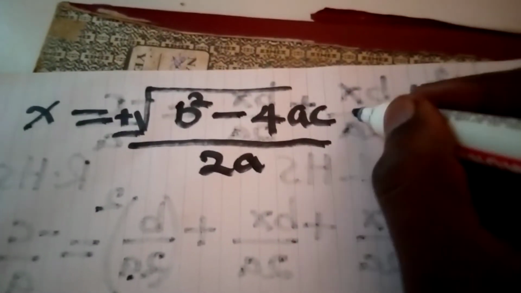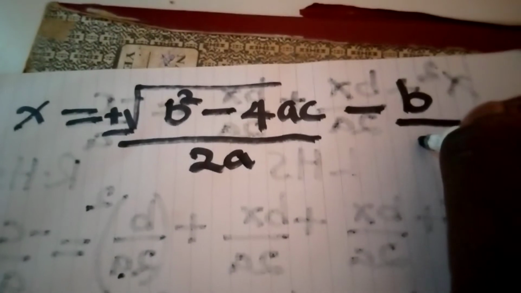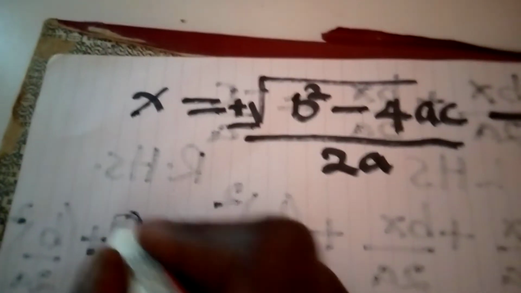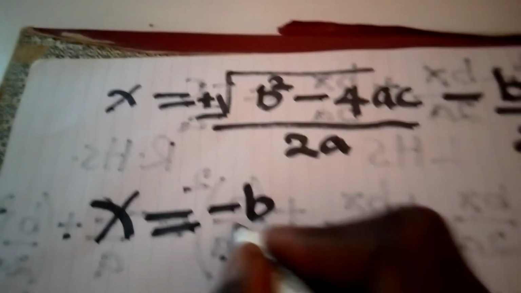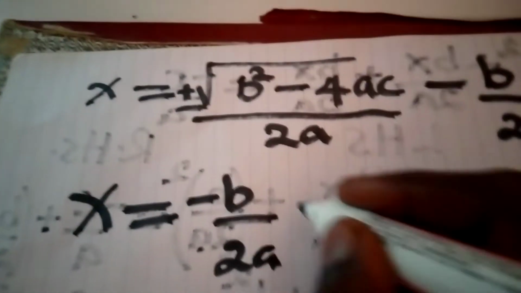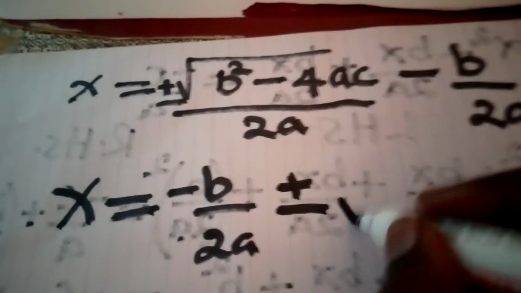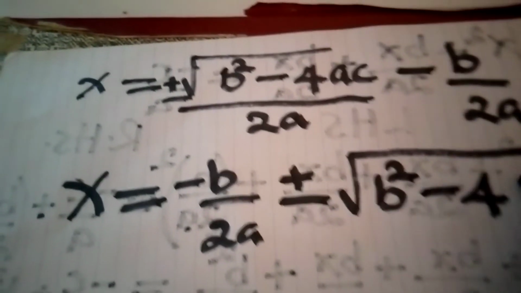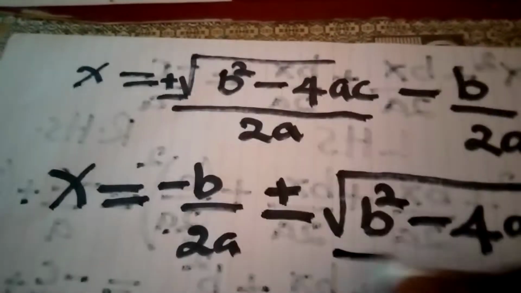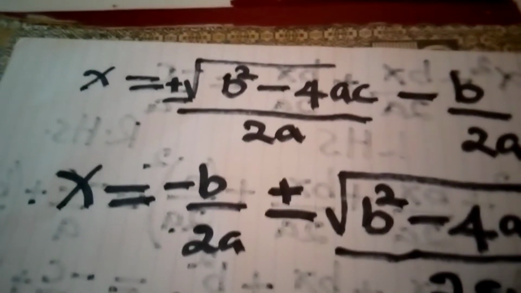The whole thing is supposed to be divided by 2a. But because we are crossing the equal sign, we shall have minus b all over 2a. So when we arrange, we shall have our equation as x is equal to minus b all over 2a plus or minus root of b squared minus 4ac, the whole thing divided by 2a.